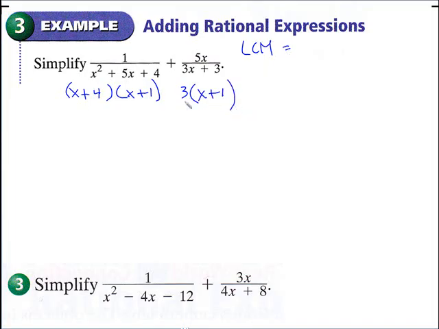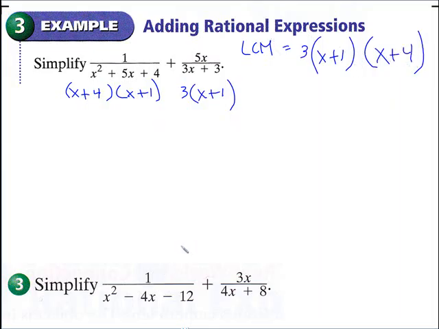When we're finding our LCM, this has a 3, so we've got to have a 3. And then x plus 1, they both share x plus 1, so put x plus 1 only once. And then we also need x plus 4, because we need one of each term. So this is our LCM here.